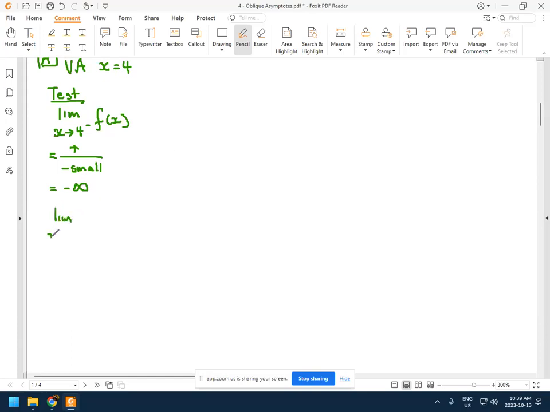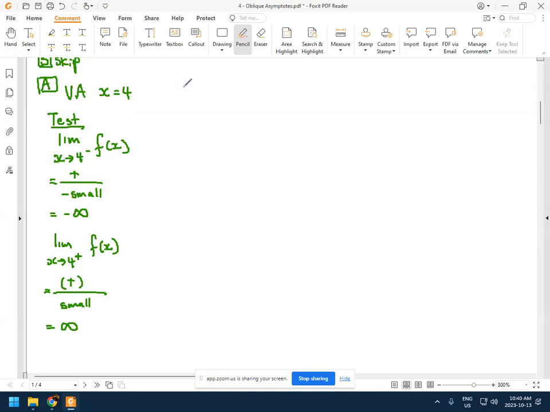Limit as x goes to 4 from the positive side, so slightly bigger. That's going to be a positive 3 divided by 4.1 minus 4, a positive small. So I'm going to have a positive infinity. Next, horizontal asymptote. Since the numerator's degree is smaller than the denominator's degree, I know it's going to be y equals 0. Let's test it.